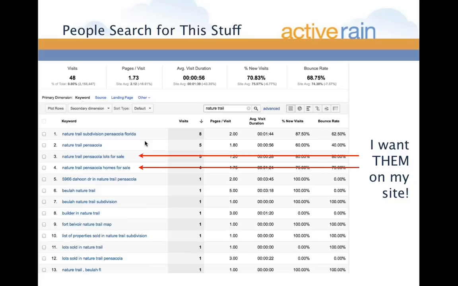Lines 3 and 4 right there. People looking for Nature Trail, Pensacola lots for sale. There were 5 of them, of which 60% were new. So 3 brand new people in the last 30 days wanted very specific information about the lots for sale in Nature Trail, Pensacola. 4, of which 75% were new. So 3 brand new visitors in the last 30 days wanted to find homes for sale in a certain subdivision. My goodness. If you don't want those people on your site, I'm sure that the person sitting in the cube at your office next to you does.